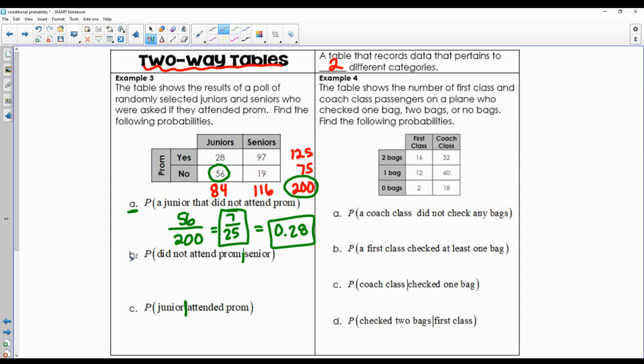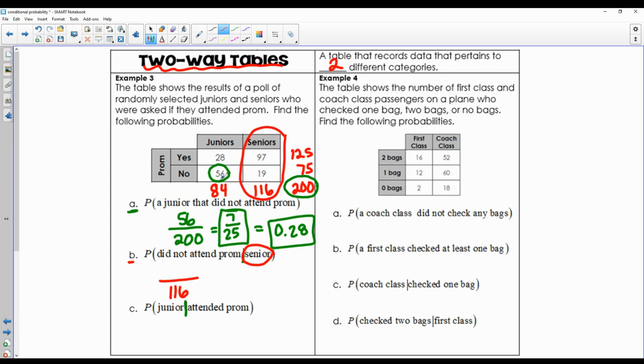Okay, this next one, we're now going back into our conditions. They gave us a condition. So you always look at the last thing. Just remember the last thing goes on the bottom. We are only looking at seniors now. These are the only people we care about for this problem. So how many total seniors do we have? We have 116. We want to know the probability that I choose someone at random and they did not attend the prom, but it's given that they're a senior.